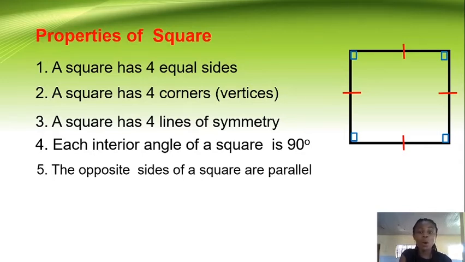Next, the opposite sides of a square are parallel. That is, the sides that are facing each other are parallel. Parallel means they don't meet. They keep going, right? They don't meet at any point because they are opposite each other.